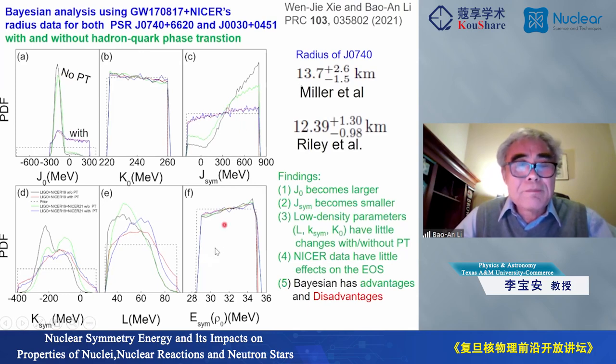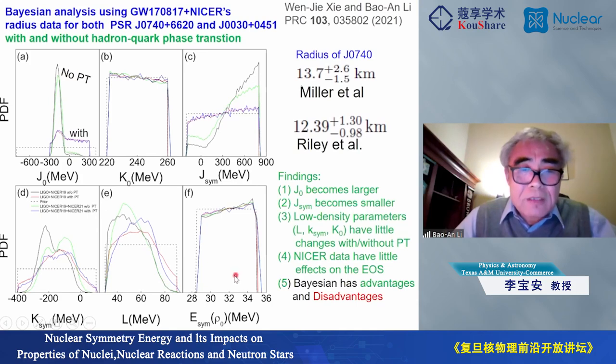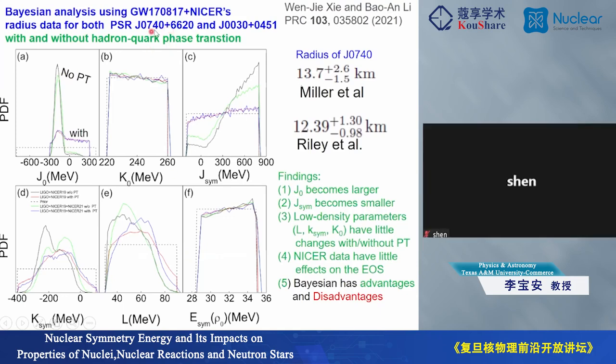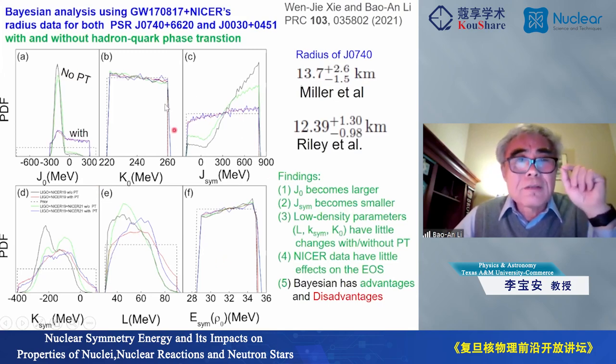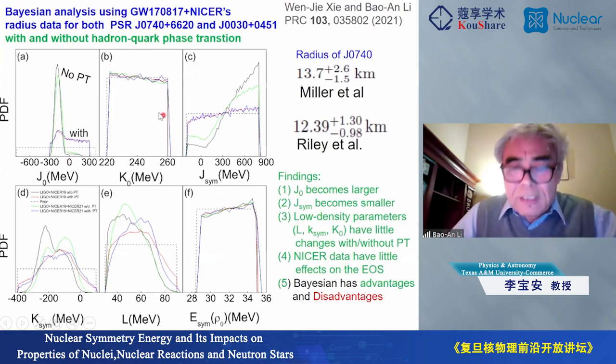But if you look at the other parameters, the K-node, the symmetry energy, including the curvature of symmetry energy L, they don't change much with or without phase transition. And also the new data from NICER, even including the most massive neutron stars, don't affect much what you can expect from this Bayesian analysis about the equation of state parameters. The reason is that in a statistical sense, you just mix things up. And I'm going to discuss how we can get rid of this problem.